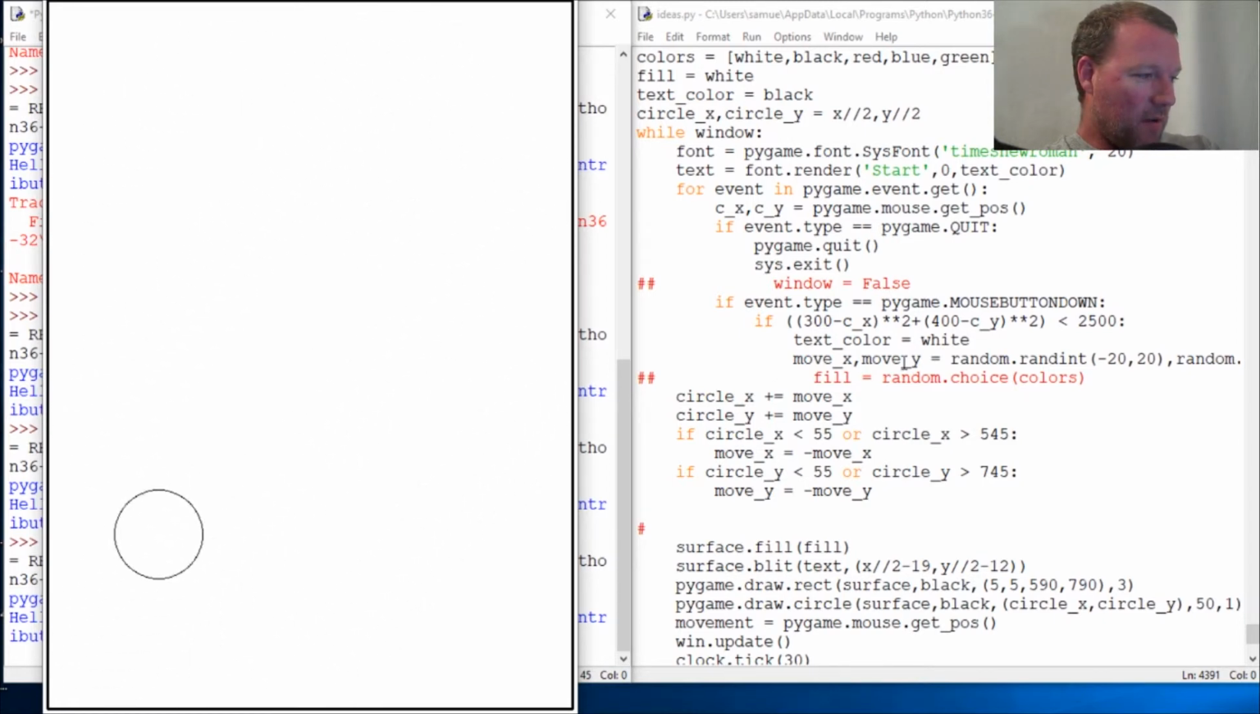I don't know how much more we might do. I got a couple of ideas, but I haven't drawn them up. But that is how you bounce a ball with Pygame.